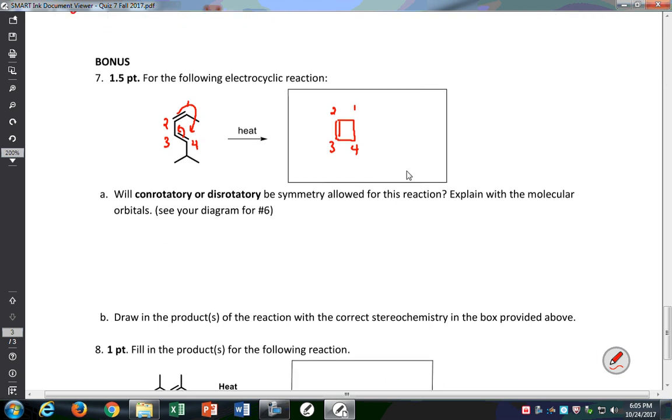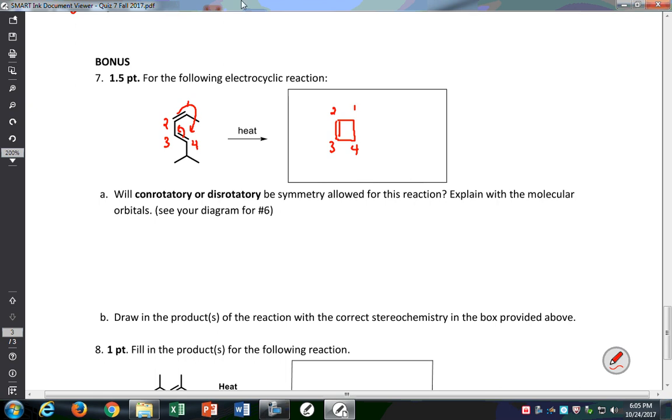So the question is, is it conrotatory or disrotatory? When we form this new sigma bond, remember our p orbitals are side-by-side overlap, but our sigma bond orbitals are head-on overlap. So our p orbitals have to hybridize to form the sigma bond. But only our p orbitals on carbon 1 and carbon 4 have to do that.